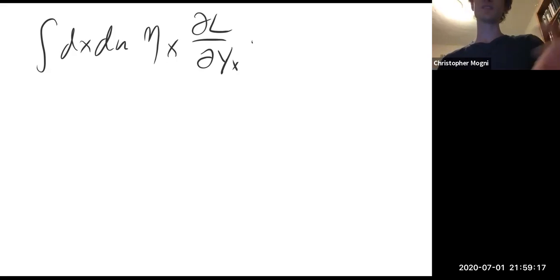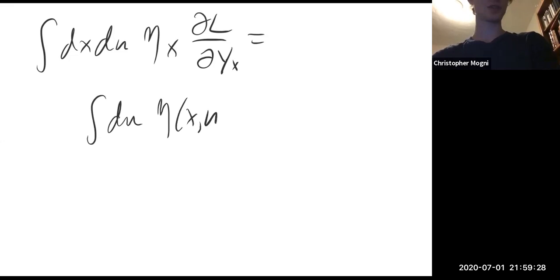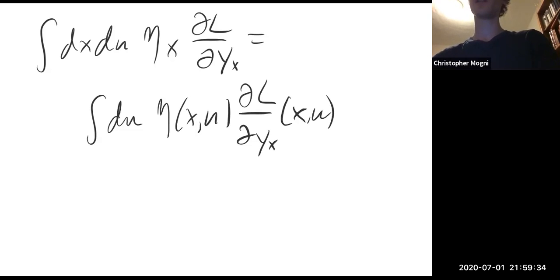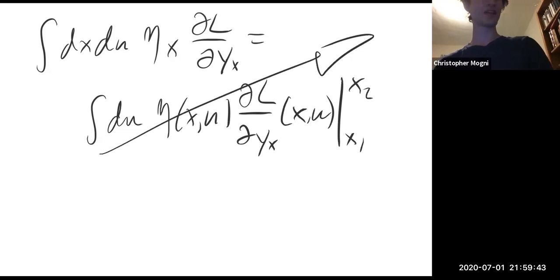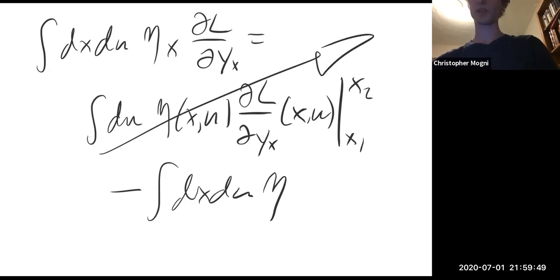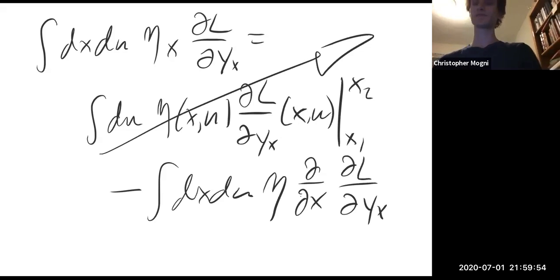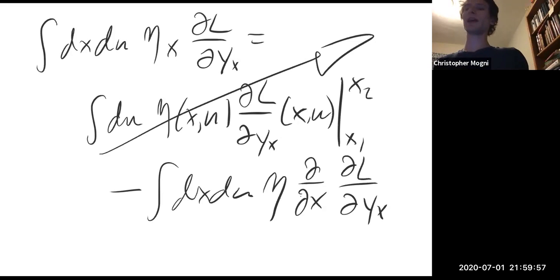We can transfer the derivative with respect to x over to dL dy sub x by doing integration by parts, and we get the integral du of eta of x, u, dL dy sub x, evaluated from x1 to x2. Again, eta vanishes whenever x1 is plugged in for x or x2 is plugged in for x, so that goes away. And then we have a minus integral dx du eta, partial x of partial L partial y sub x. Cool. So we got eta on its own.